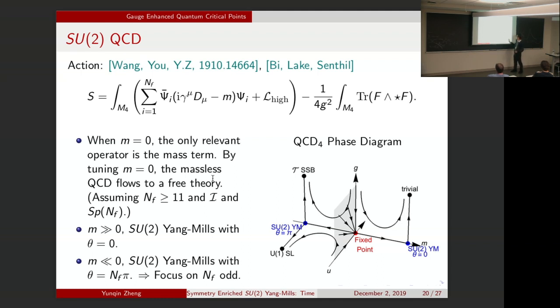And we can tune the mass to be larger and positive. So this could give us the SU(2) Yang-Mills with theta equals zero. And in the discussion of dynamics several slides ago, I discussed that the SU(2) Yang-Mills is usually believed to flow to a trivial theory. Now we can also deform the mass to be larger and negative, which gives us the SU(2) Yang-Mills with theta equals Nf times pi. Because we are interested in the case when theta equals pi, mod 2 pi, we restrict ourselves to the case where Nf is odd.